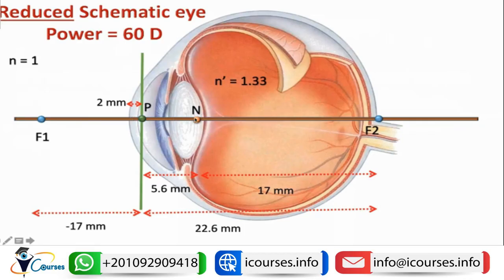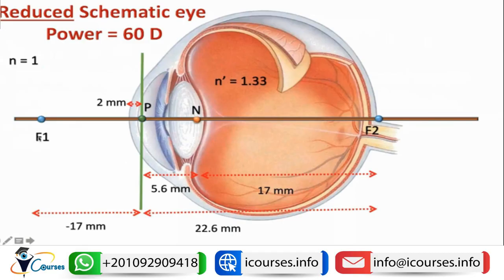There is one nodal point, and it is present 5.6 millimeters behind the principal point, or 7.6 millimeters behind the anterior corneal surface. So this will be the principal point and the nodal point. The refractive index in front will be that of air, which is 1, and the medium behind the principal point will have a refractive index of 1.33. And for the focal lengths, we have F1 and F2 as usual.